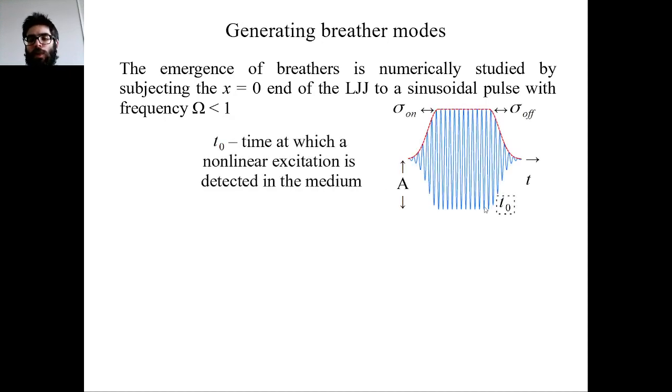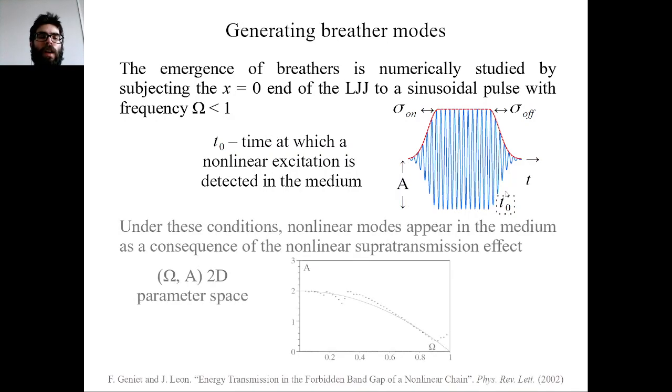We take a pulse which is shaped like this, with a typical Gaussian amplitude, switching on and off regimes, and this time right here at which the shutdown of the signal begins is not fixed, but it is adjusted in order to produce single breathers in the junction. Essentially, here we're making use of a phenomenon which is called nonlinear supratransmission.